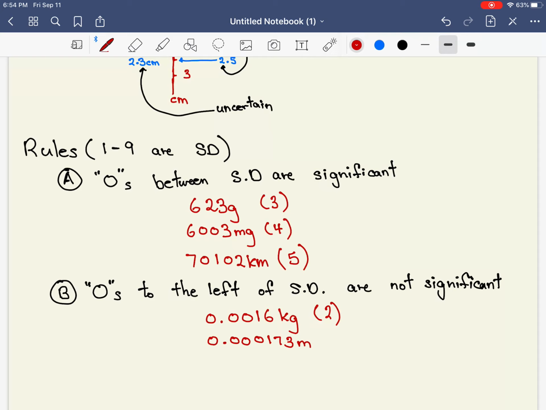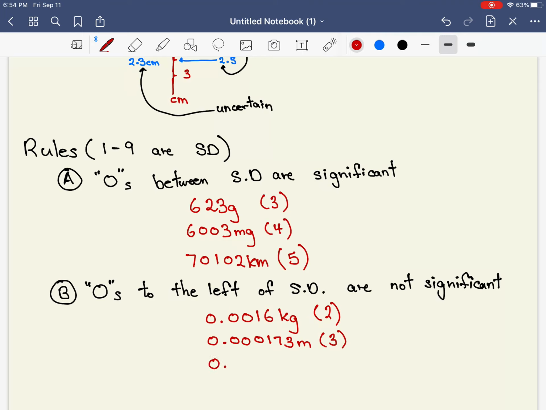Okay, how many significant digits are there going to be here? Are these zeros significant? Well, just like what we saw with the first example above, they are not. So only the 3 numbers 1, 7, and 3 are significant.